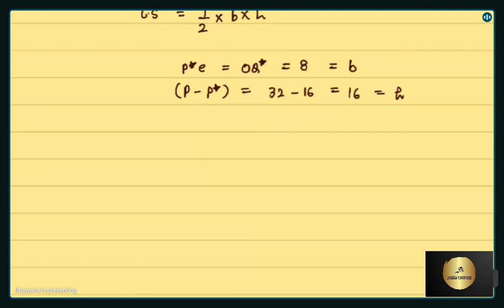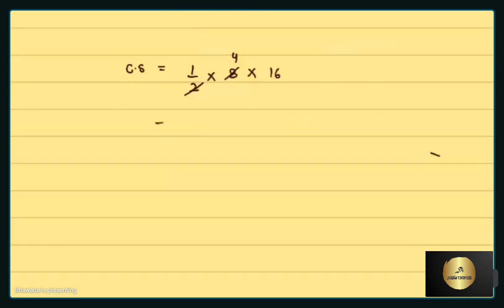Okay. Now put it in the formula. What is your base? 8. What is your height? 16. When you calculate, 2 4s are 8, and 16 into 4 is 64. So you will get the consumer surplus. Your consumer surplus is equal to 64. This is the answer for this particular first demand function. Now we'll do it for the others too.